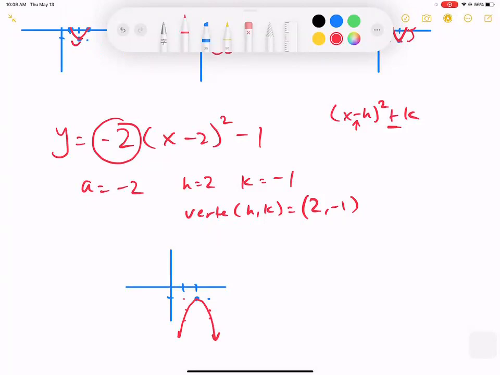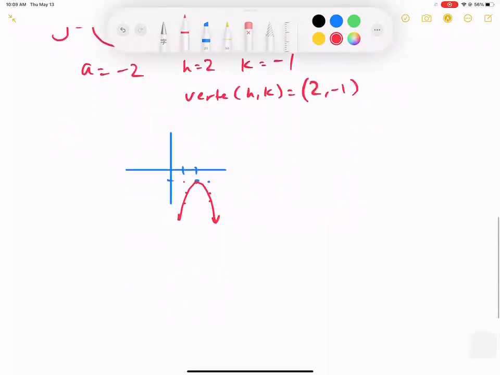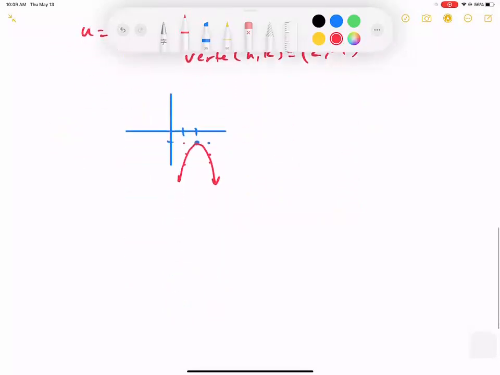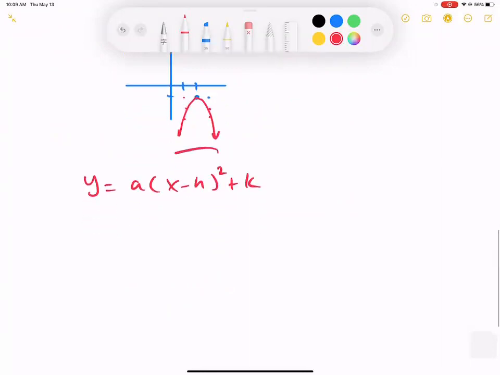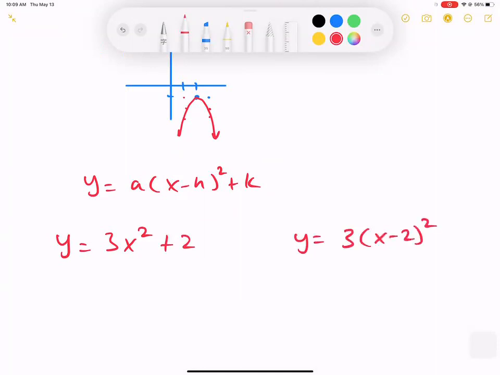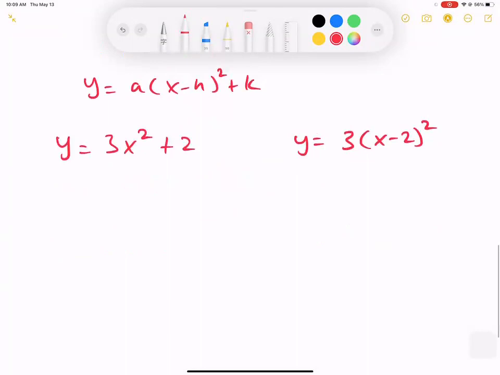Now, what if I have different styles of graphs? Does this pattern still work for us? And the answer is yes, as long as I have it in this form. Again, the form is y equals a(x - h)^2 + k. So you always have a squared and you always have a constant. So let's give ourselves an example of this. If I say y equals 3x^2 + 2, y equals 3(x - 2)^2, do these still fit the pattern?